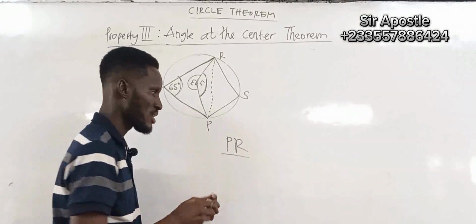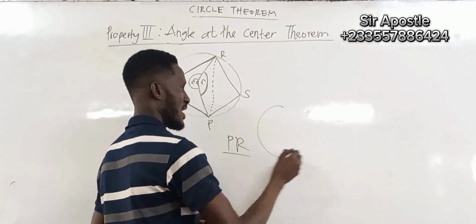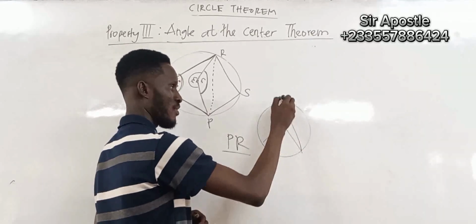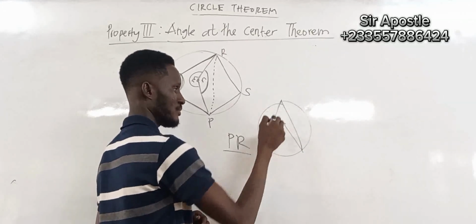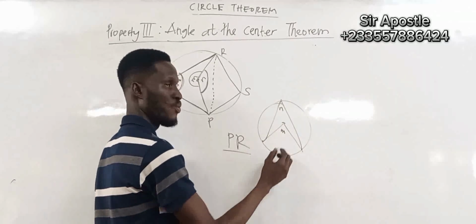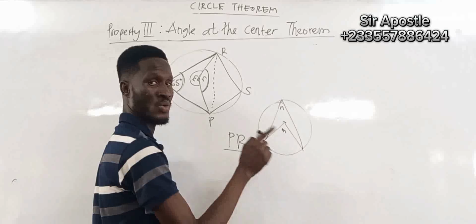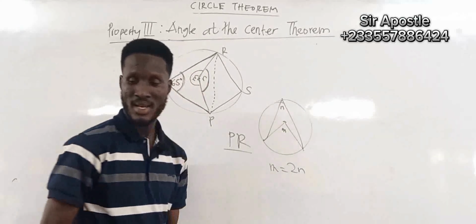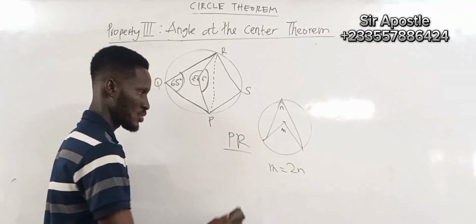What does the law say? The property says that when one angle forms at the center and the other angle forms at the circumference of a circle, here is N and here is M. When you multiply the angle at the circumference by 2, it gives us the angle at the center. So M is equal to 2 times the N.